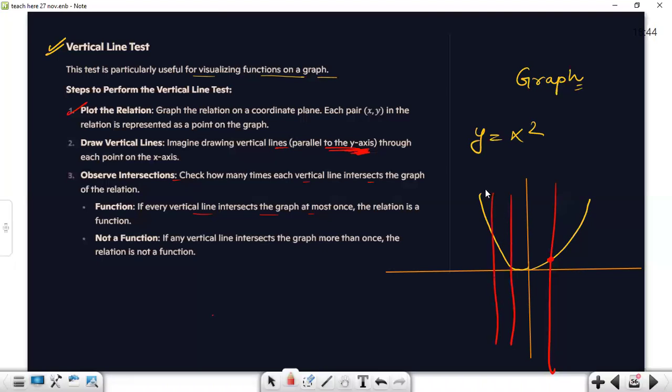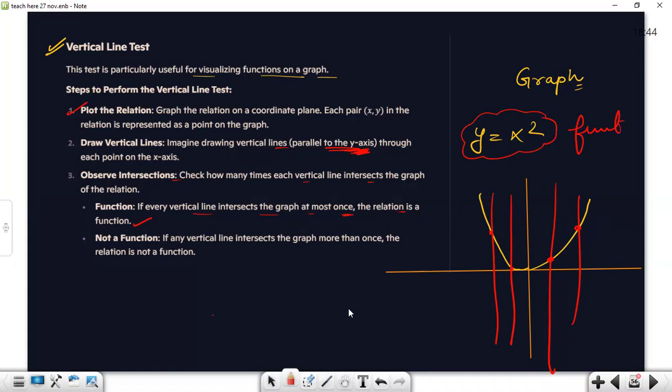This is parallel, this is also parallel. So like this, all the vertical lines are intersecting the graph's curve only once. So if it is once, then the relation is a function. Okay, so this relation between y and x is a function.